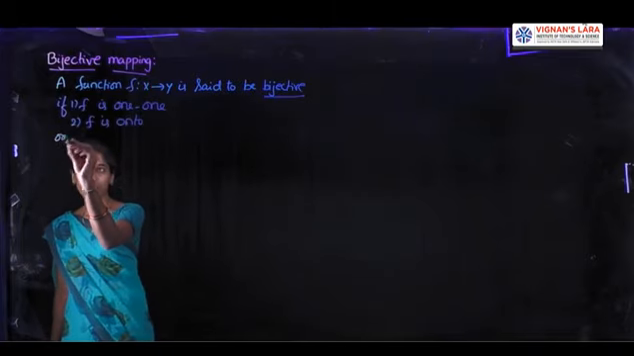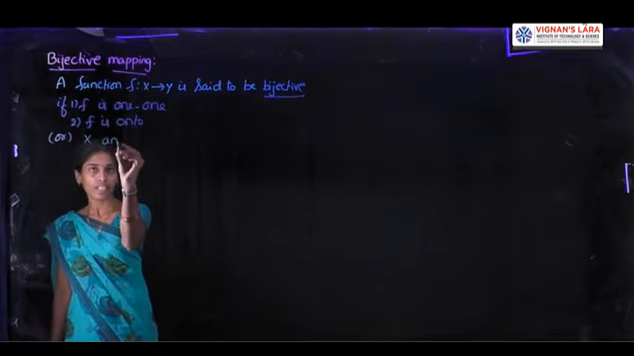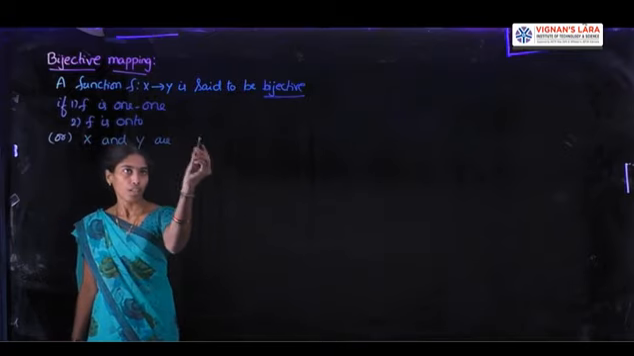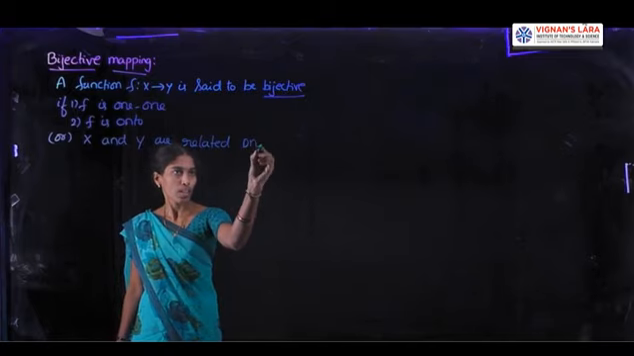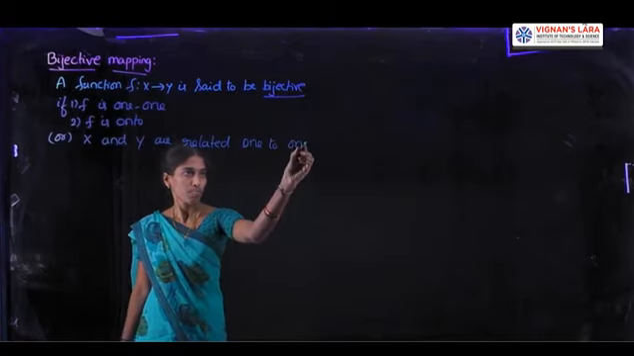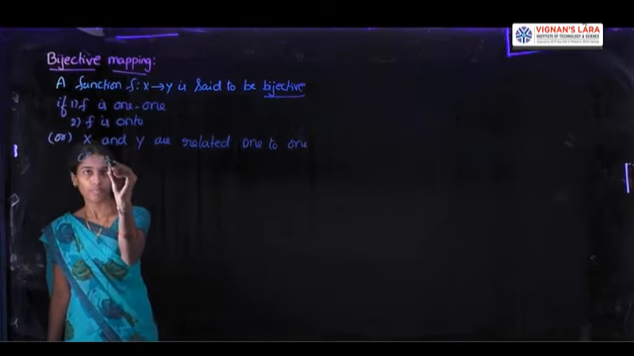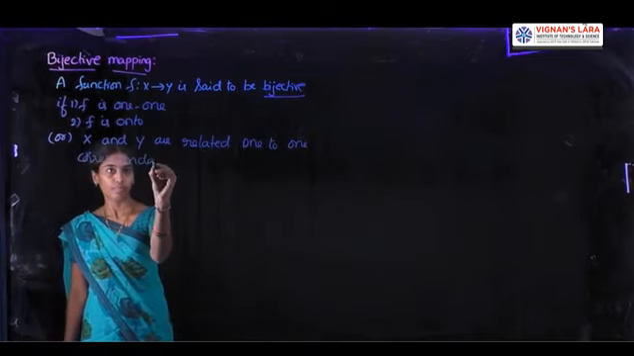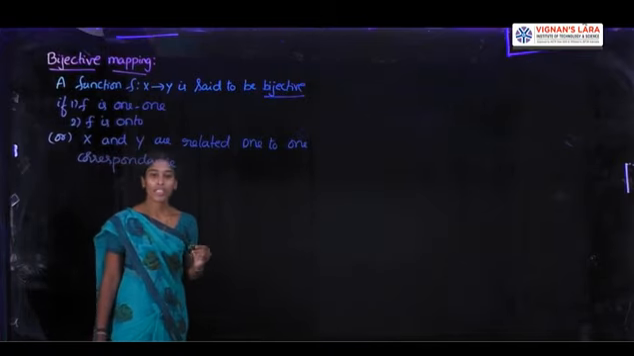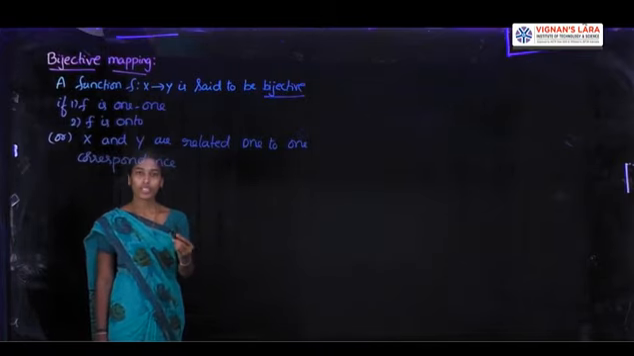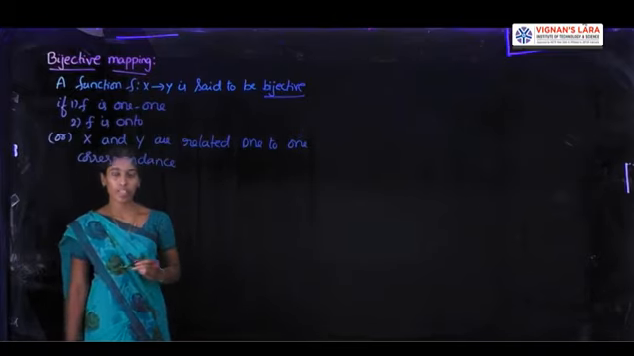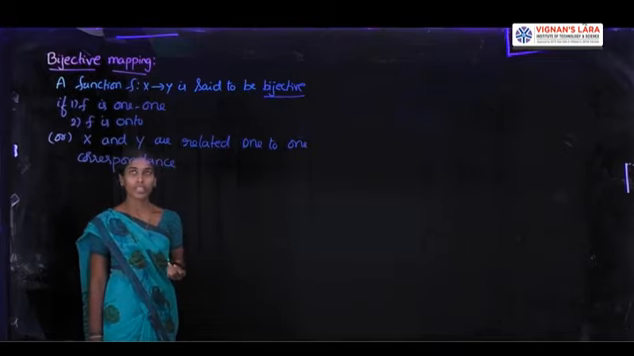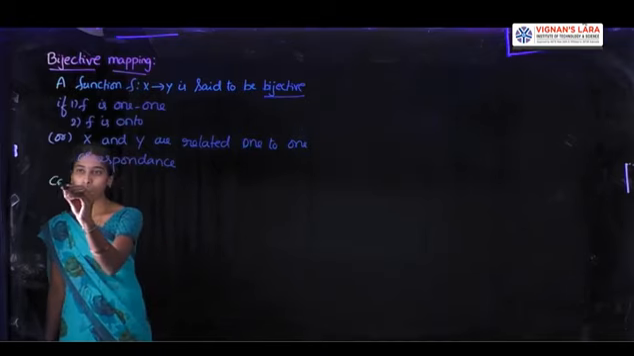Also we can say that the sets X and Y are related by a one-to-one correspondence. So X is in one-to-one correspondence with the set Y. Whenever a function f from X to Y satisfies both one-one and onto properties, then f is called a bijective mapping. Right? So next one is composition of mapping.